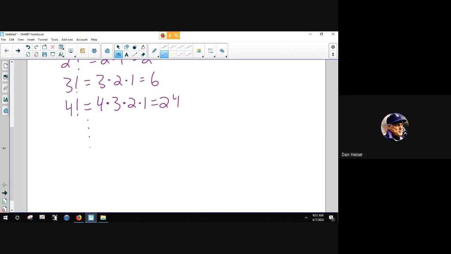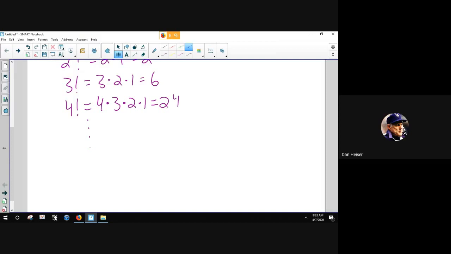And so on and so on and so on. We already saw 8 factorial was 8 times 7 times 6 all the way down to times 1. You can see these are going to get very large very quickly.